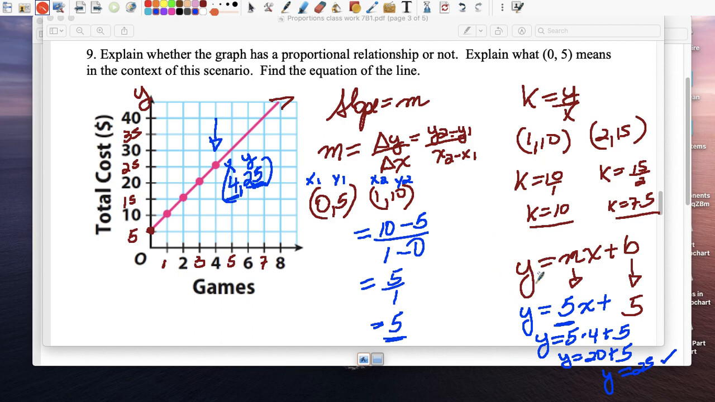You can play around and see if it works for other ones. But now that I have this equation, y equals 5x plus 5, I can ask, what about if you played 28 games? How much would you spend? Well, here's my equation, 5x plus 5. That would be the same thing as asking, what is the 28th term? How many stars, cubes, squares would I have? Well, plug it in. So y equals 5 times 28 plus 5. y equals, I have no idea.